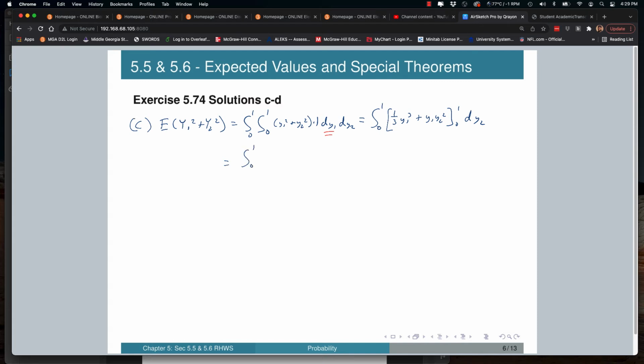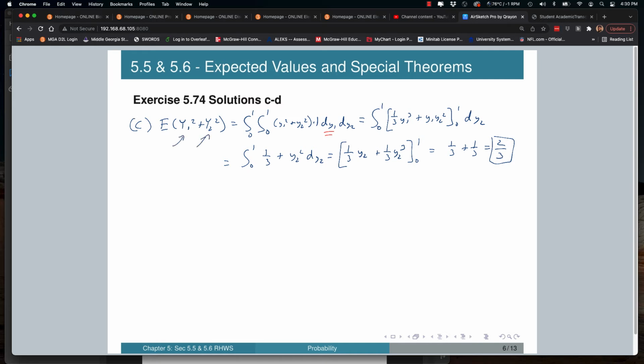which equals the integral from 0 to 1. If we plug in 1 for y sub 1, we get 1/3 plus y sub 2 squared dy sub 2. All right, and then now integrate that with respect to y sub 2. We get 1/3 y sub 2 plus 1/3 y sub 2 cubed from 0 to 1. And that just gives us 1/3 plus 1/3, which equals 2/3. So those special theorems where you could split these out really weren't necessary here.